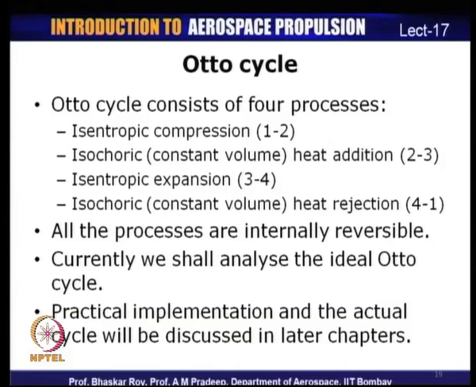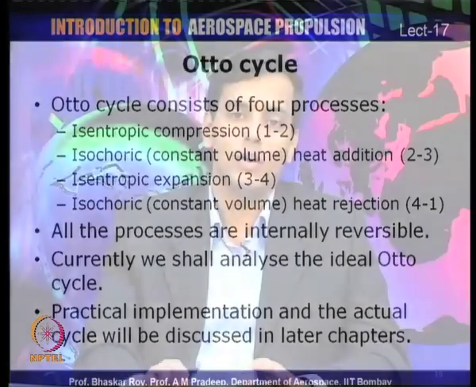The Otto cycle consists of 4 processes. It begins with an isentropic compression process, and then there is an isochoric or constant volume heat addition process, followed by an isentropic expansion process and a constant volume heat rejection process. All these 4 processes are internally reversible. As we discussed in the beginning of the lecture, they are only internally reversible, not externally reversible like a Carnot cycle, which is why the Otto cycle will always have efficiency less than that of the Carnot cycle.